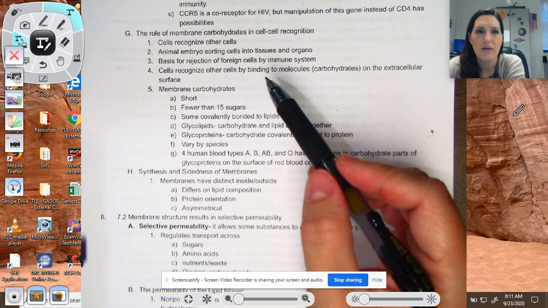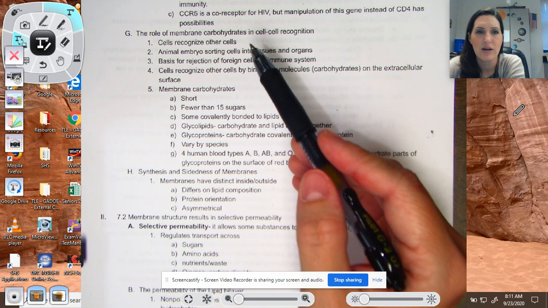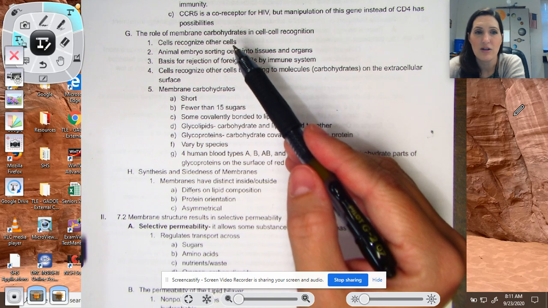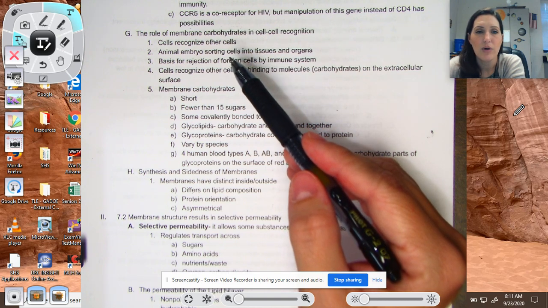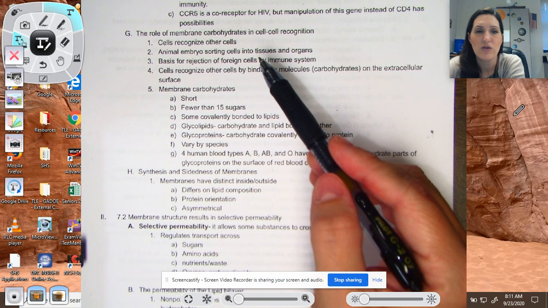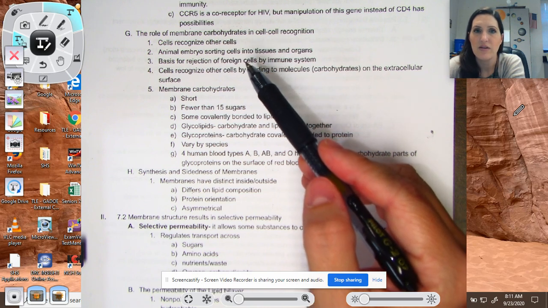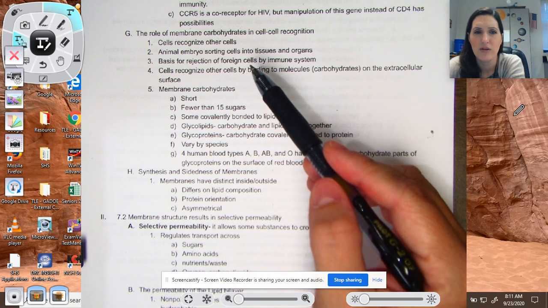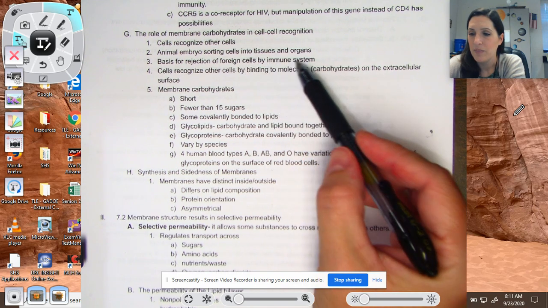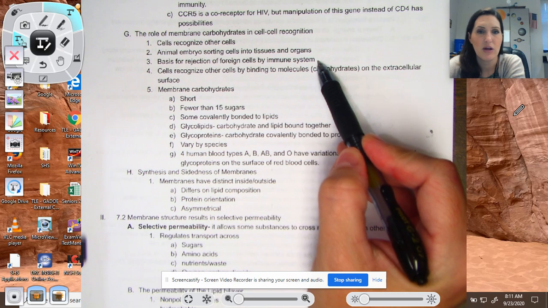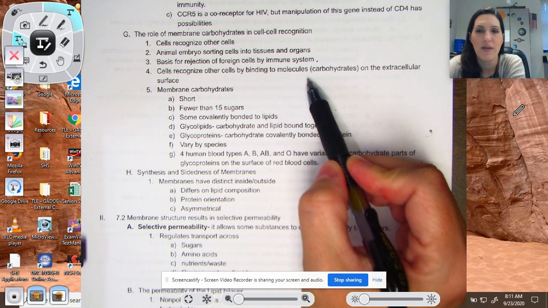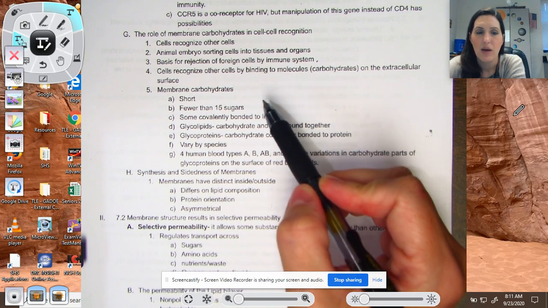All right, the role of membrane carbohydrates in cell-to-cell recognition. Remember I said this is like the antenna that hangs outside. Cells recognize each other. Animal embryo cells are going to sort into tissues and organs. So like I said, they decide who's going to become what. It's the basis for rejection of foreign cells, that's your immune system. So being able to say you're a bacteria, you don't come in here. And cells recognize other cells by binding carbohydrates on the extracellular surface.